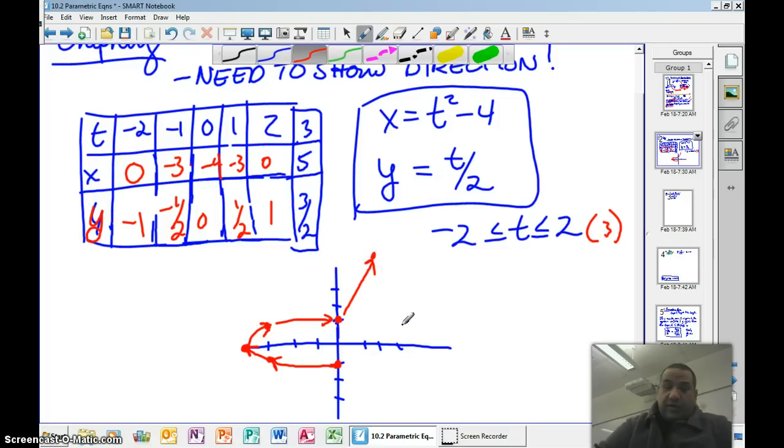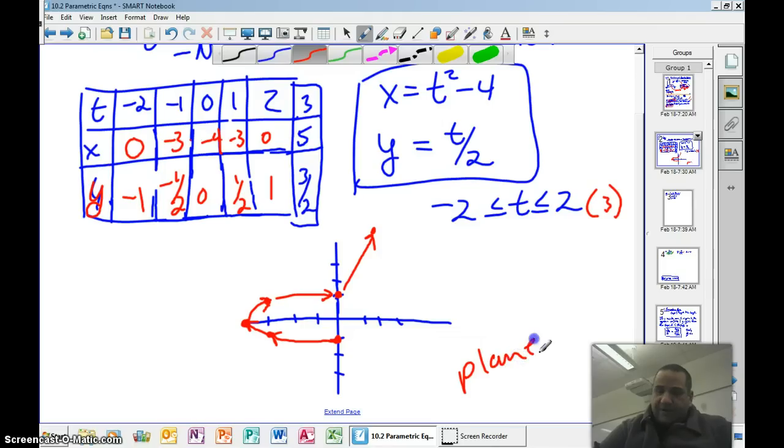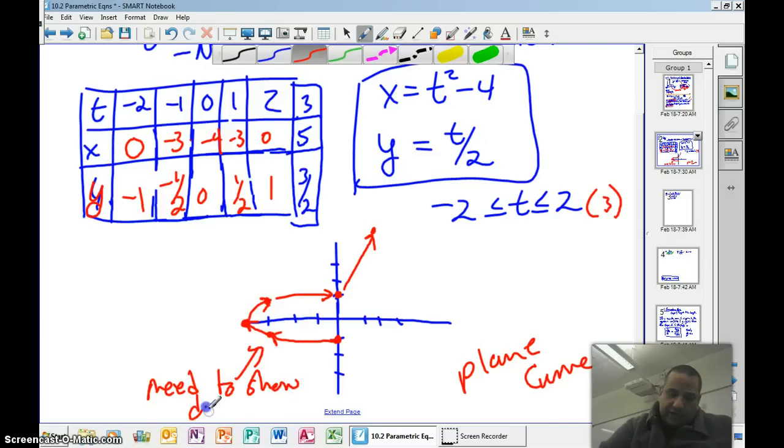You need to show the direction, or the arrowheads. I don't know how straight this line is. It might be curved. If you take some points in between 2 and 3, you might get an idea of how it curves. But there it is. That is a parametric equation. This is called a plane graph or a plane curve. And once again, you need to show direction. I'm kind of harping on that.